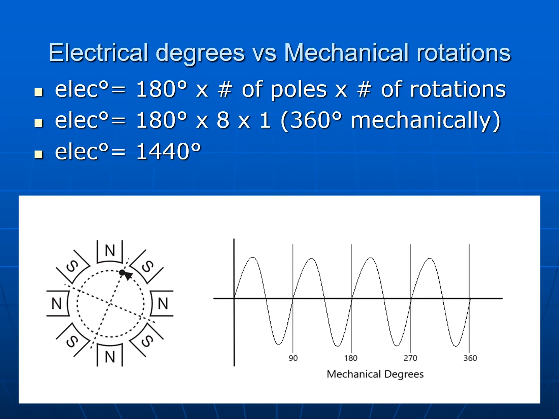When we look at a generator, we can calculate how many electrical degrees pass in one single rotation. Since every single pole counts as 180 electrical degrees, if I multiply 180 by the number of poles inside the generator, I will come up with how many electrical degrees I would have per rotation. And then if I multiply that by how many rotations, I can get a total number of electrical degrees being passed.